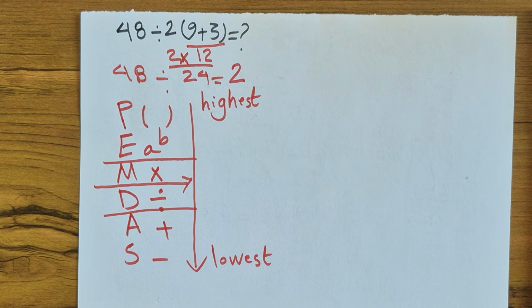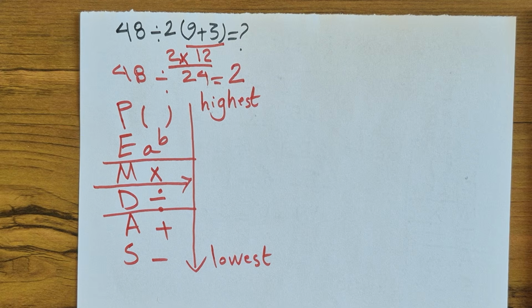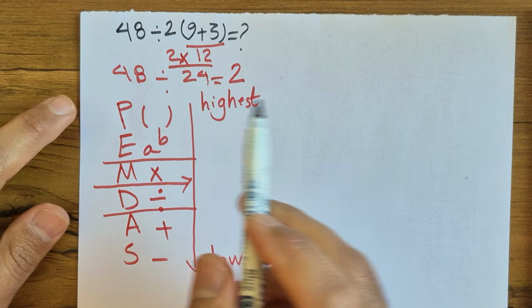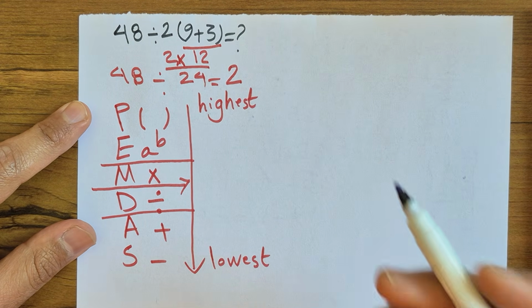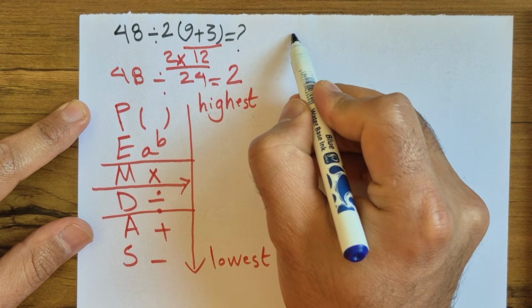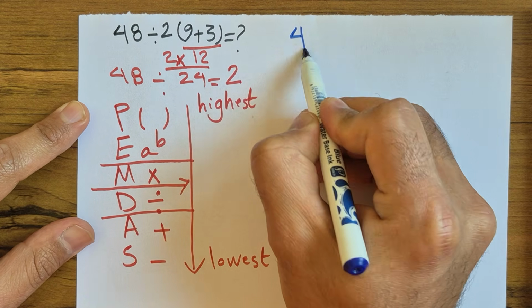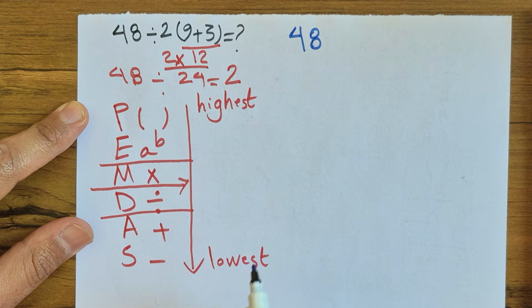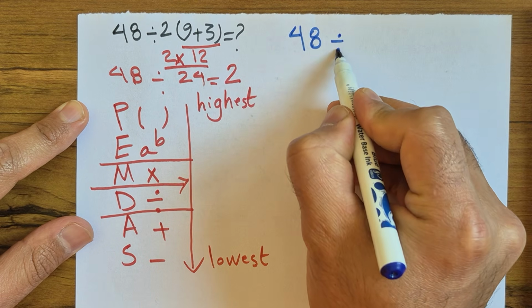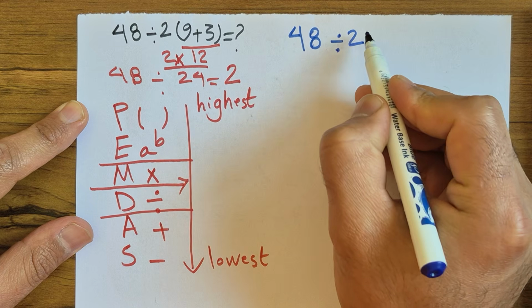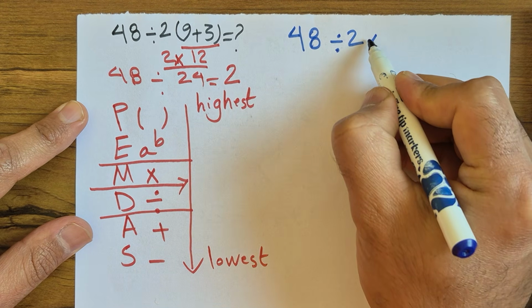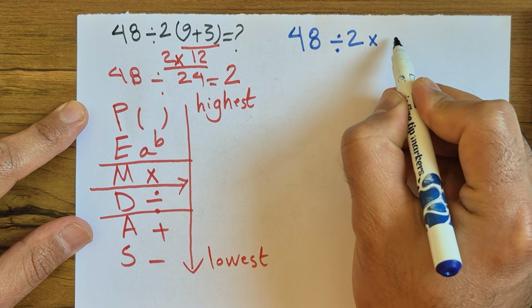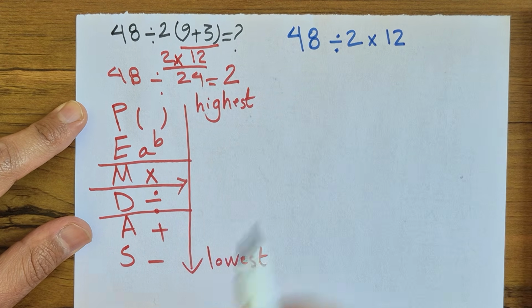Now, with this in mind, let's go for revisiting and solving our original problem again. So do we have any parentheses in our original problem? Yes, we do. Let's get rid of the parentheses. So we don't care about the first part. So let's write the first part again, 48 divided by 2. And what's inside the parentheses? 9 plus 3. So now we can write it as times 9 plus 3 is 12.